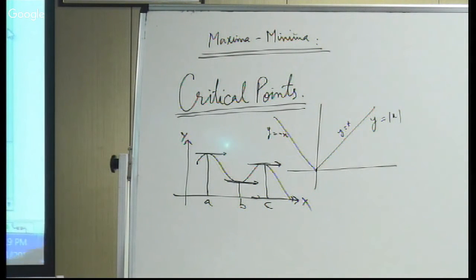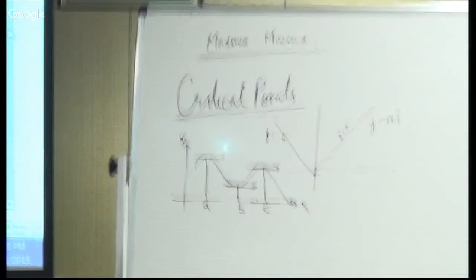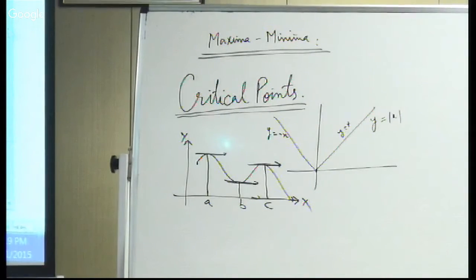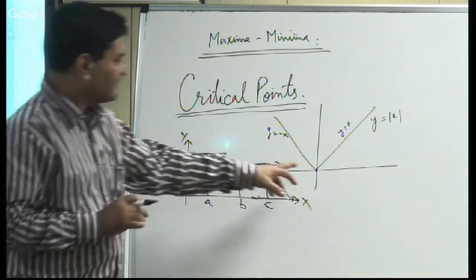But in this case, y equal to mod x, you will find that there is a point where the derivative does not exist. Which is that point where the derivative does not exist? It is x equal to 0. This is known as a sharp point, and at this point we cannot draw a unique tangent. A unique tangent cannot be drawn. Therefore, this is the point where the derivative does not exist.